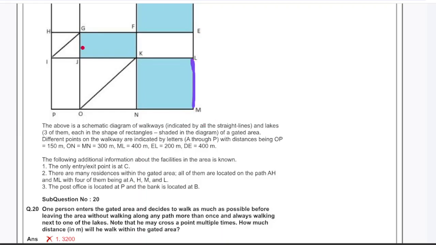Any path you talk about, if somebody is going on GF, then again they will not take the path GF or FG. It is not possible. And always walking next to one of the lakes. So the person has to move around the lakes only. Not that he may cross a point multiple times. A point can be crossed multiple times, but not the path. How much distance will he walk within the gated area?